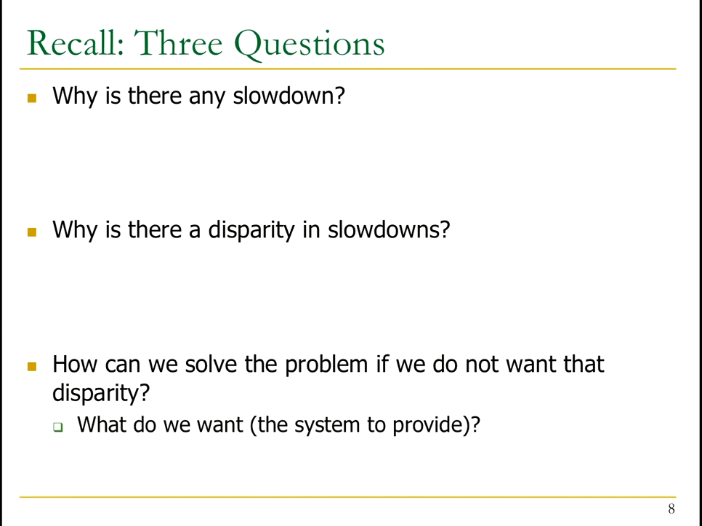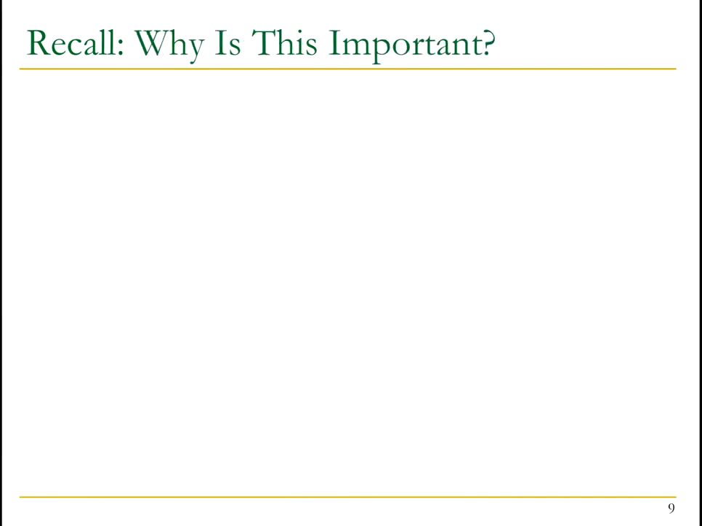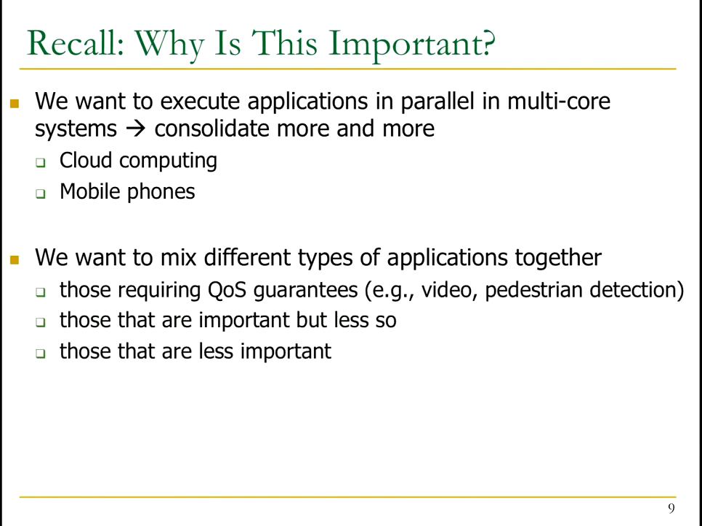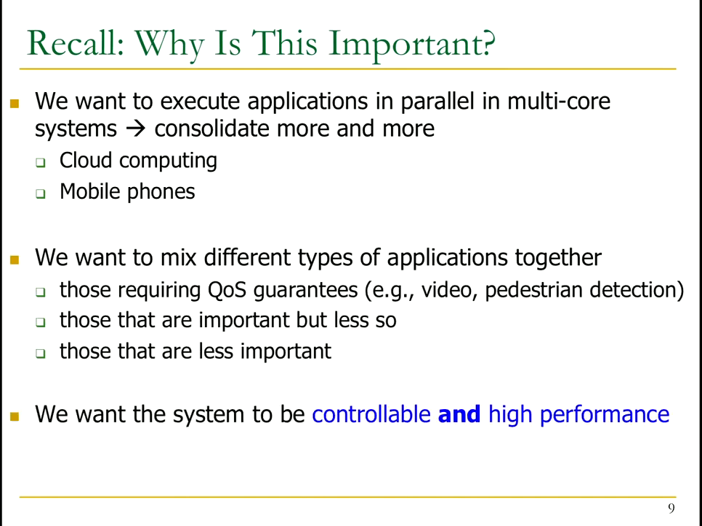Then there's another question over here, right? What do we want the system to provide? That's always an important question to ask. But let's defer that for a while. Why is this important? I'm going to skip this slide because we talked about this yesterday. Basically, we want to put many applications on the system together, and we want the system to be controllable as well as high performance at the same time. We don't want this sort of performance loss happening.